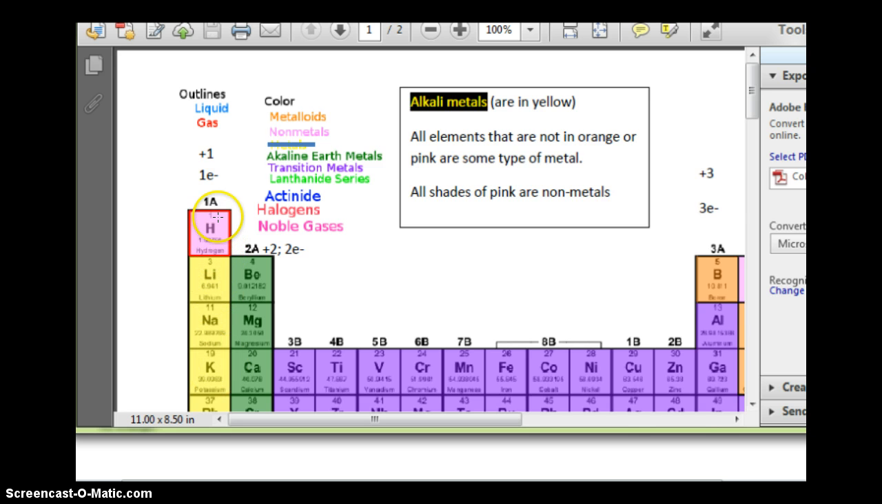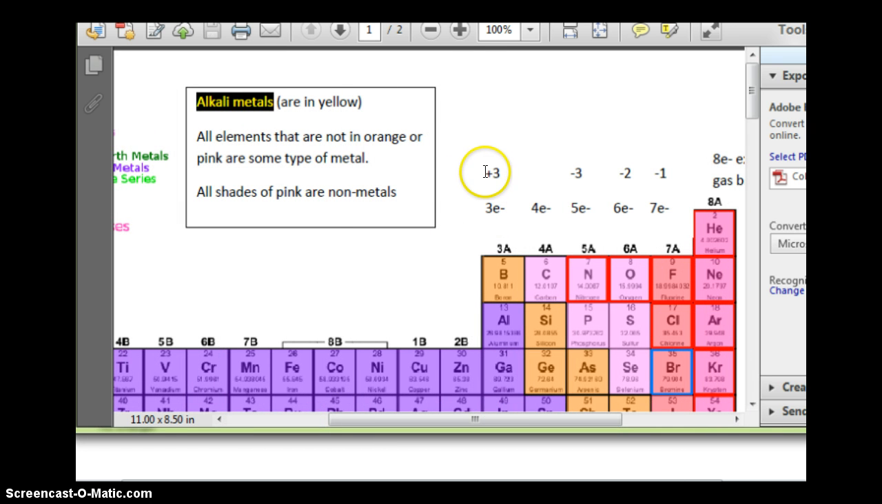Everything in group 1 is going to have what charge? +1, because it lost 1 electron. Group 2, the charge is +2, because it lost 2 electrons. Group 3, charge is +3, because it lost 3 electrons. Group 4 shares. Group 5 has 5 electrons, so it gains 3 more. And since electrons are negative and you gained 3 of them, you are 3 more negative, or you have a -3 charge. Group 6 has 6 valence electrons, so it gains 2 and has a charge of -2.